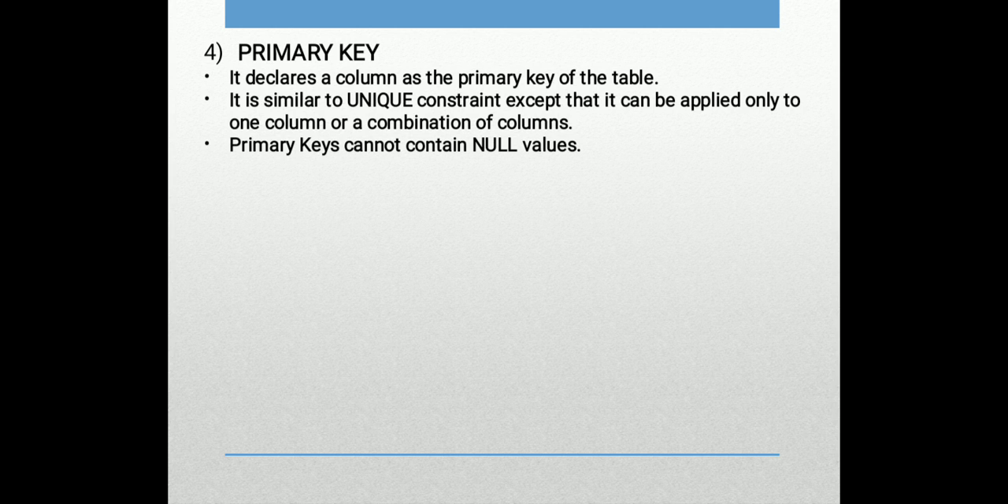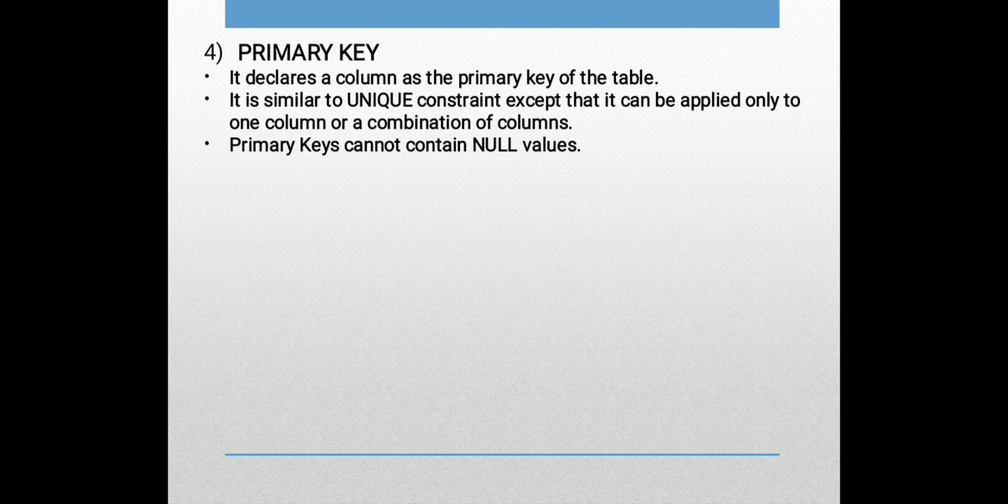Next is PRIMARY KEY. What is meant by primary key? A primary key is one of the candidate keys chosen to be the unique identifier for a table by the database designer, and it may be a set of one or more attributes. Attribute means column, that can uniquely identify the rows within the relation. By using the primary key constraint, it declares a column as the primary key of the table.